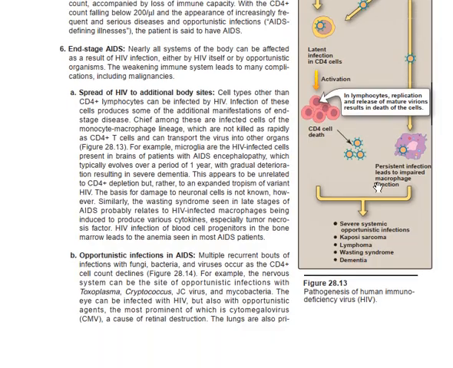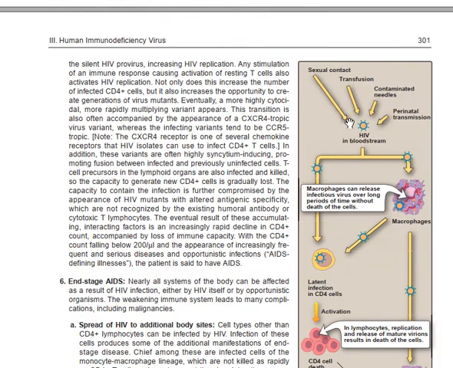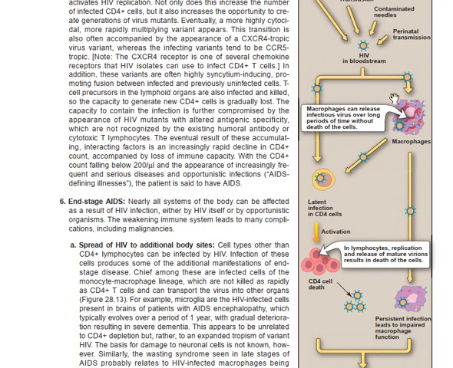Now, the next diagram is the pathogenesis of human immunodeficiency virus. After sexual contact, transmission by contaminated needle, or perinatal transmission, you have HIV in the blood. Macrophages can release infectious virus over a long period of time without death of the cells. At the beginning it's going to infect the macrophages. The macrophages are the ones that first store the HIV for a long period of time. Then it's going to infect the CD4 cells.